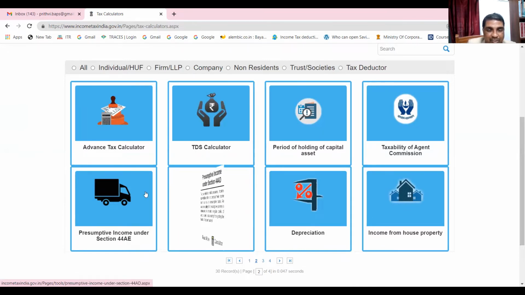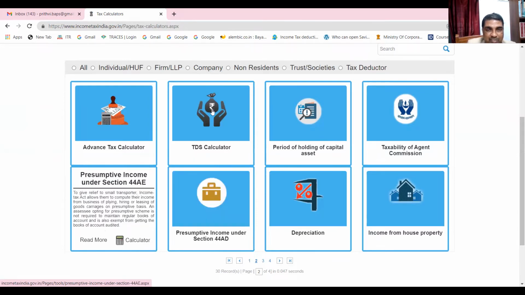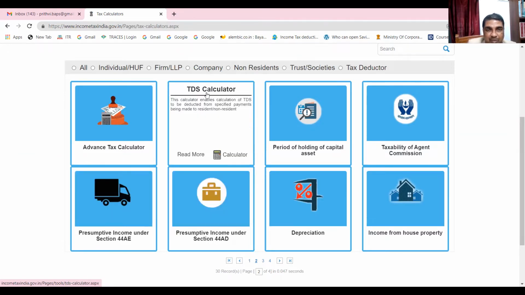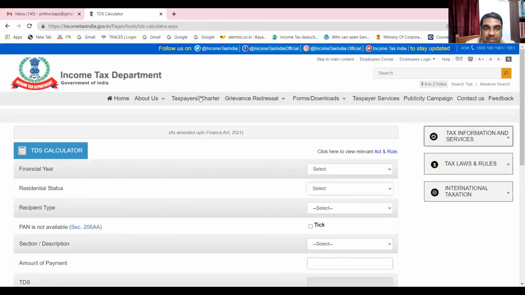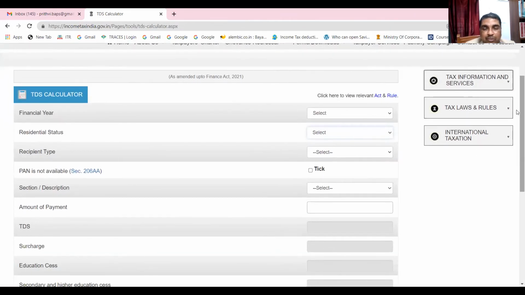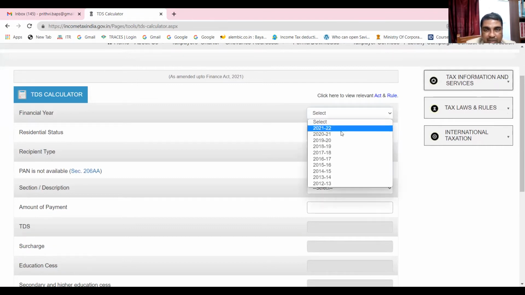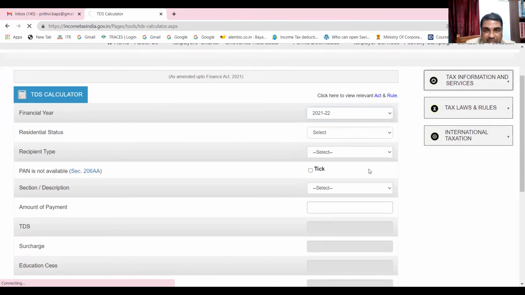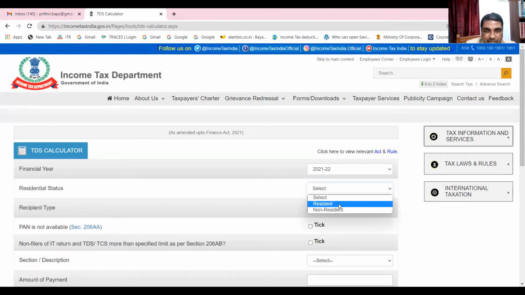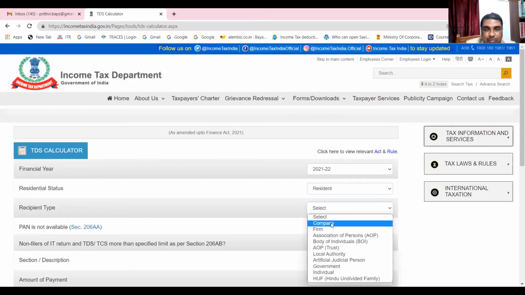These things we'll be seeing when we learn profit and gains of business and profession. At that time we'll be seeing them. Now I'm trying to show you the TDS calculator. So as you know, if certain payments are made, then the payer is expected to deduct tax at source. So let us say for this financial year, we're talking about the financial year 21-22. Let us say the residential status is an individual. For resident type, let us say a company is making the payment.